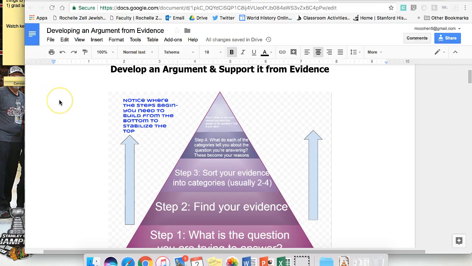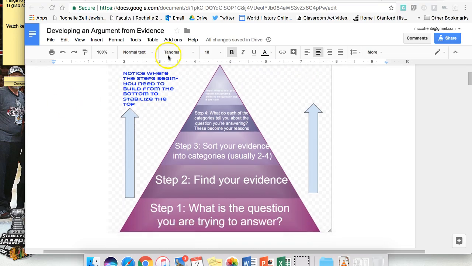Hi everyone. In this video I'm going to be talking about the way that you develop an argument and support it from evidence. The key here is what you see in this drawing. This pyramid will explain exactly how I want you to go about putting all of this together. Notice where it begins: all the way at the bottom with your first step, and it works up the pyramid.